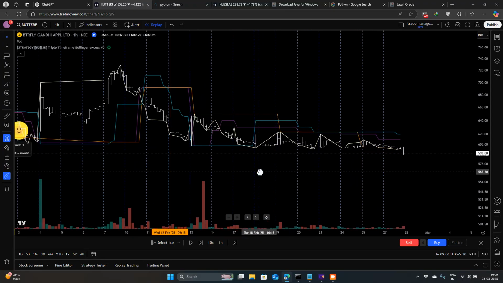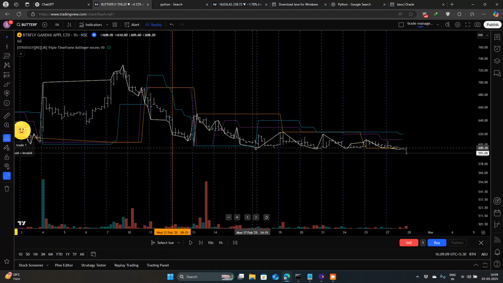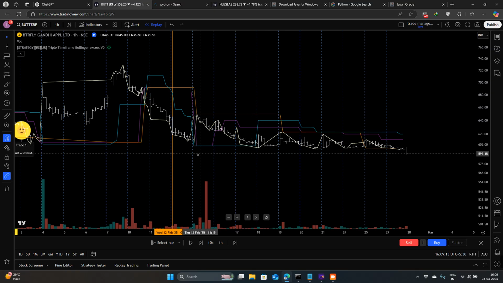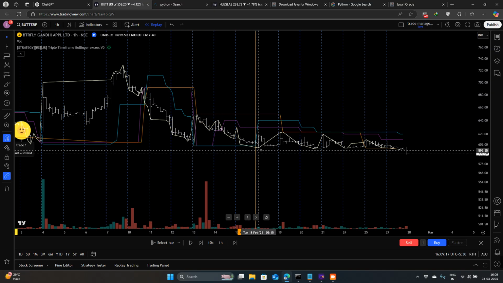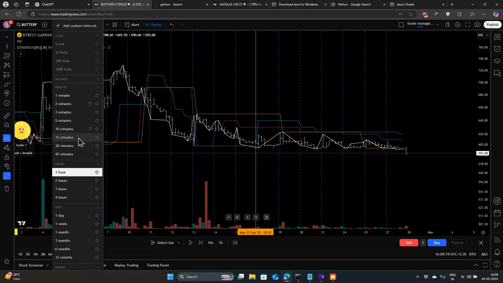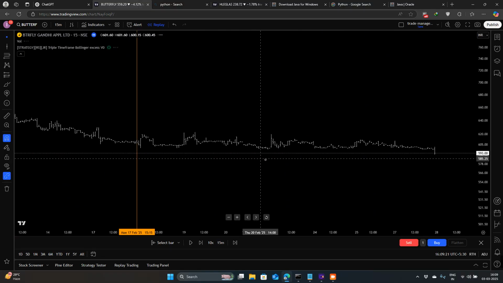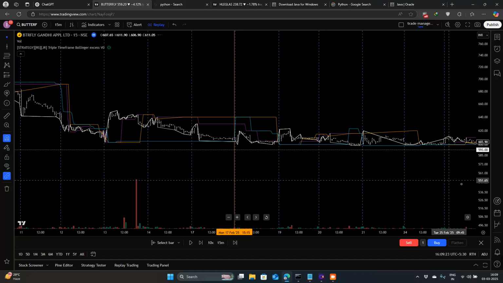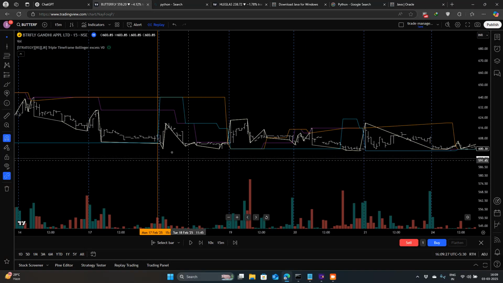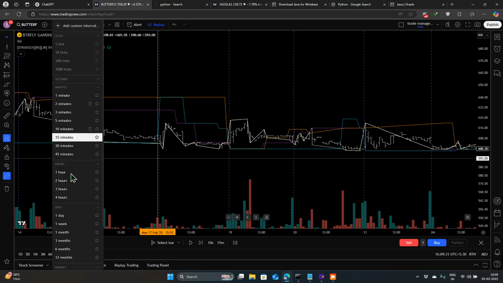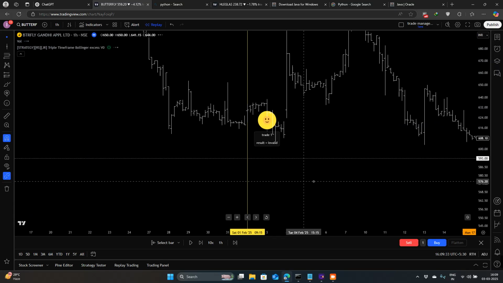From here to here, after this would have been our next opportunity. From here would have arisen our next opportunity, right on 18 Feb. Let's see what happens on 18 Feb. Let's see on 15 minutes. Okay, on 15 minutes again, this would have been our opportunity. On 18 Feb, we can see that everything is again negative. And what about 1 hour?